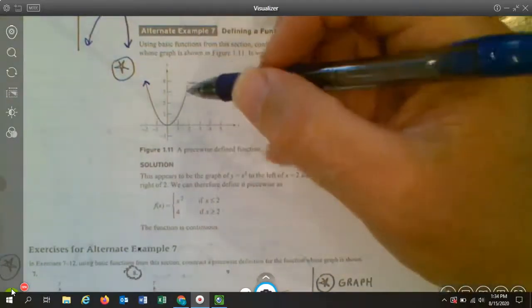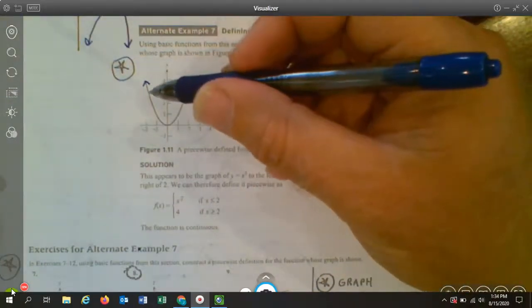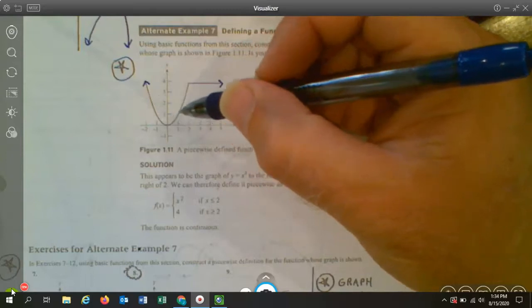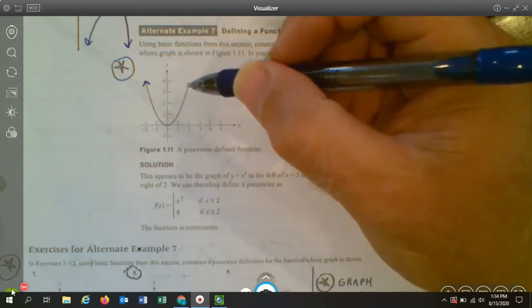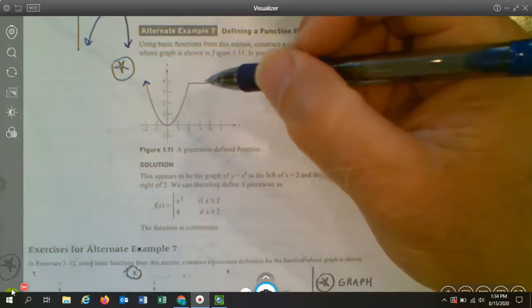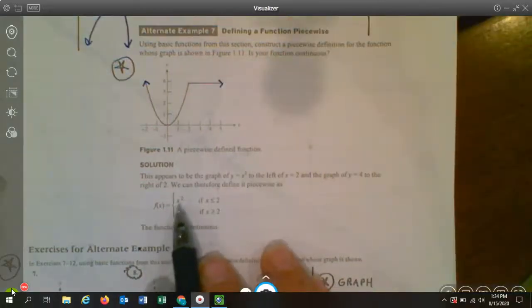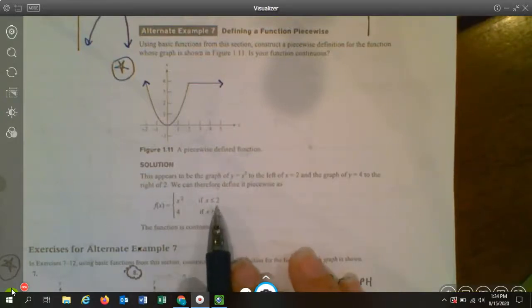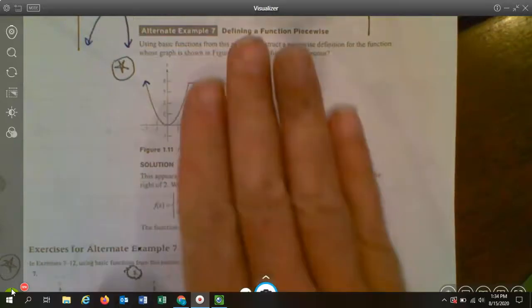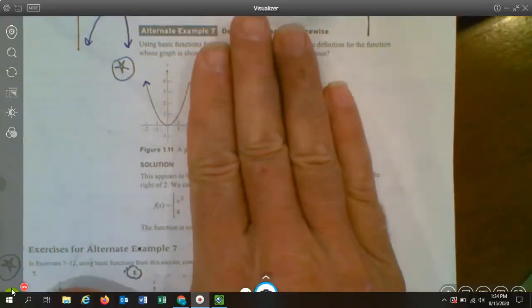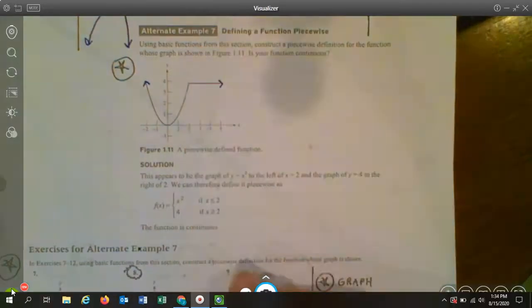So you can see that this is the general graph of the parent function of a parabola, but once you hit x equals 2, right here, it now turns into something else. If you see right down here, this was the x squared graph, but only where x was less than or equal to 2. In other words, it's x squared in this window right here, but as soon as you hit x equals 2, it turned into a different graph.